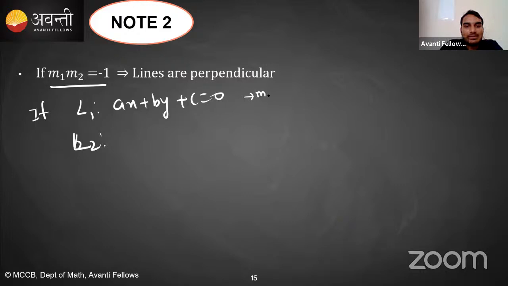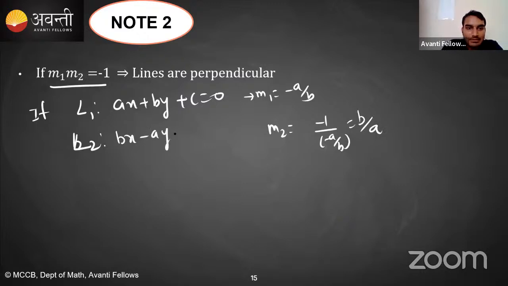It has slope. How much is the slope? Minus A by B. And L2 is perpendicular to L1. So what would be the slope of L2? Minus 1 upon minus A by B, which is B by A. So it implies you can assume your L2 as Bx minus Ay plus lambda is equal to 0.